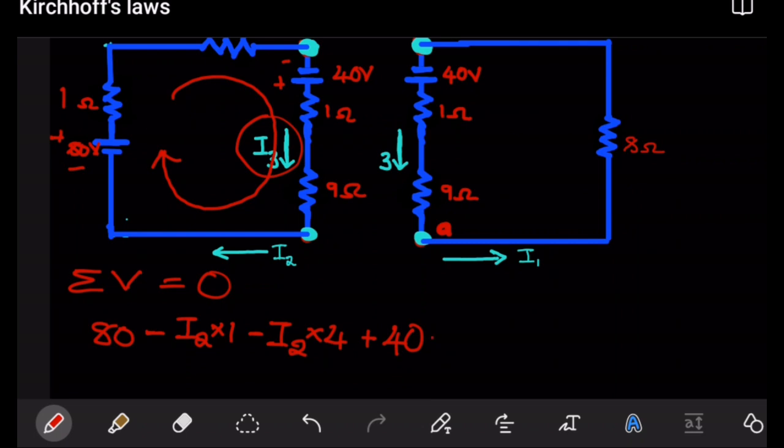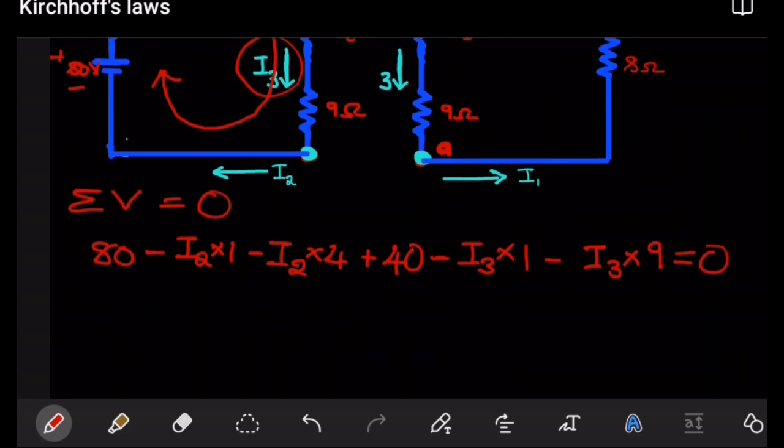So it's going to be minus, because it's a resistor, the current passing through it, I3, multiplying the resistance, which is 1, so times 1. Next, we reach the 9 ohm resistor. The current passing through this, again, has the same orientation as our loop, so negative. The current passing through this, that is I3, multiplying the resistance, that is 9 ohms. So this is everything, and this has to be equal to 0 according to Kirchhoff's second law.